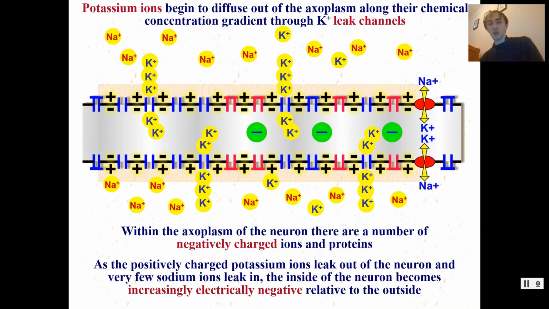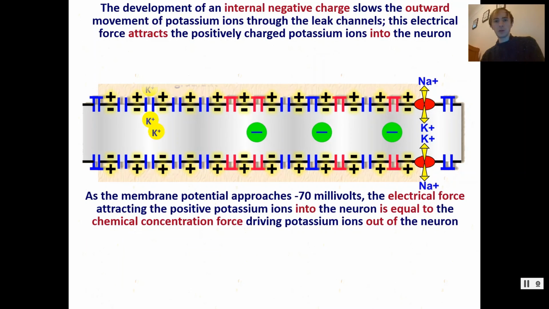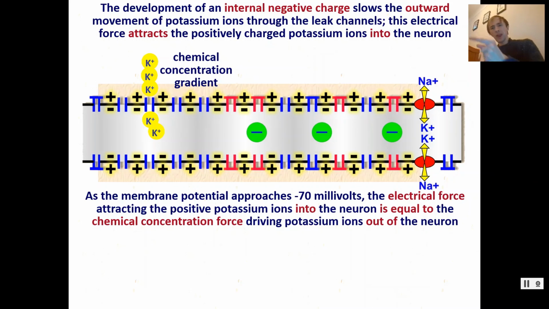Now this only really stops when you get down to this negative 70 mark. And that is because, basically, it's so negative inside that actually the positive charges on the potassium begin to get attracted in. So now the potassium wants to move out by diffusion, but it wants to move in because it's attracted to the negative charge. And eventually you end up with an equilibrium where you get roughly net movement of nothing, where nothing's moving out and nothing's moving in. Because some of it's going to move in because of the electrochemical gradient, some of it's going to move out because of diffusion. It's going to balance itself out.